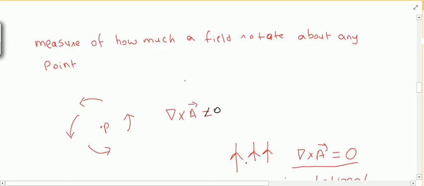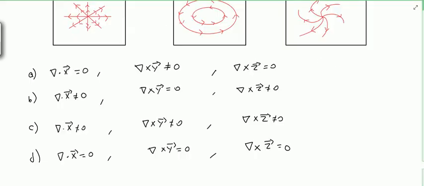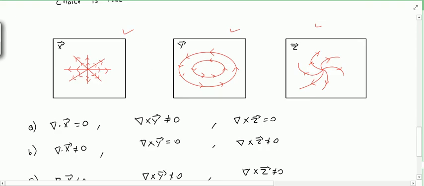And for curl, what is that? A measure of how much a field rotates about any point. So if the field is rotating about any point, then the curl of the field will be non-zero. And if it is like this, it is not rotating, it will be an irrotational or conservative field, and its curl will be zero. So here also you have to just check whether the divergence or the curl for the given fields is zero. So for this field there is no curl.